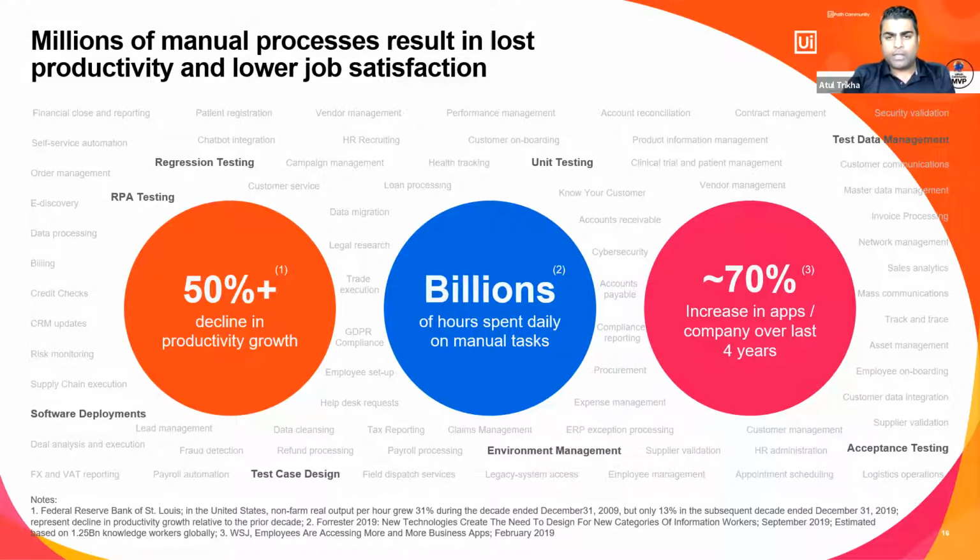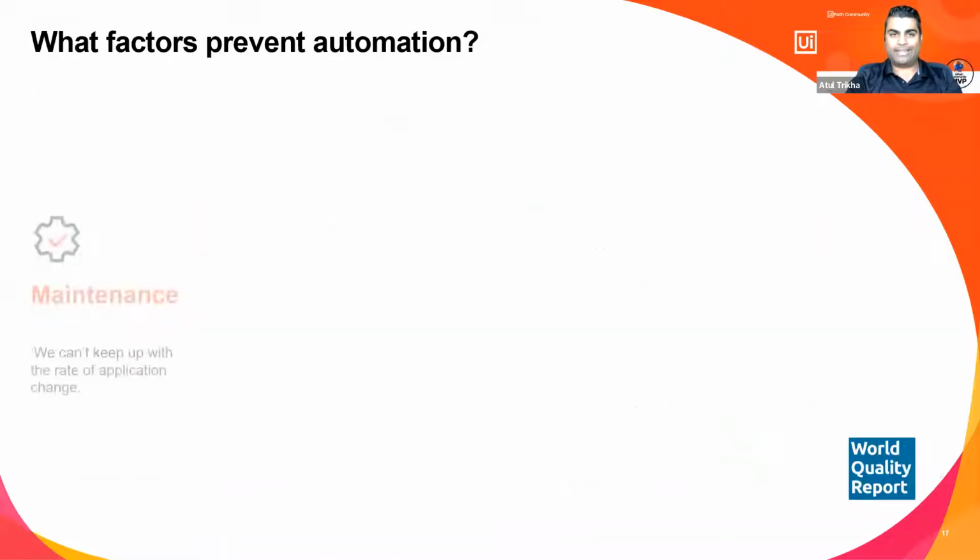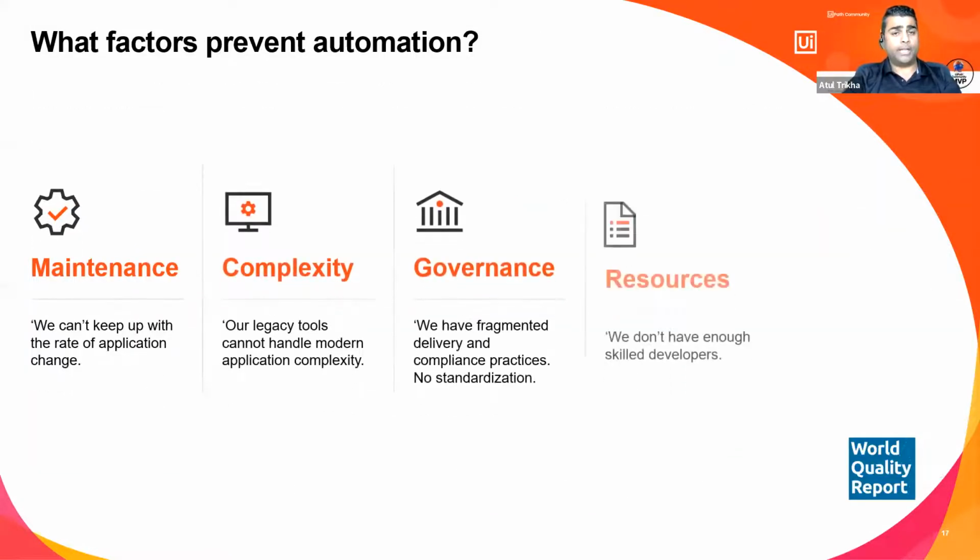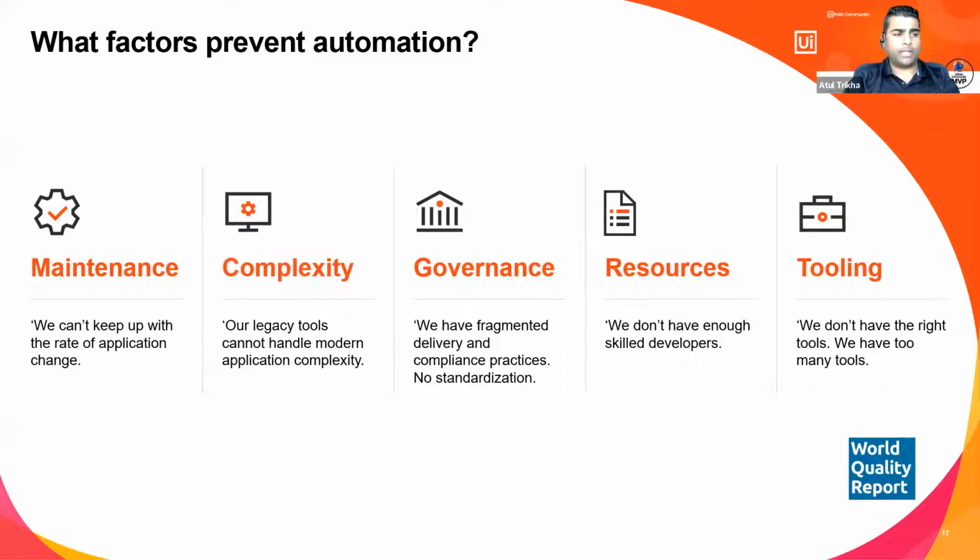But why is it being increased? In the last 4 years, the apps have grown 70%. We talked about the digital disruptions, right? So it is becoming very hard for an enterprise grade application to continue following the manual testing process. So we definitely need automation testing. But is it easy? I'll say no. What are the factors that are preventing the automation? That's what we are going to do next.